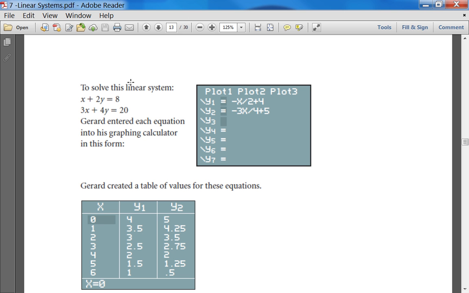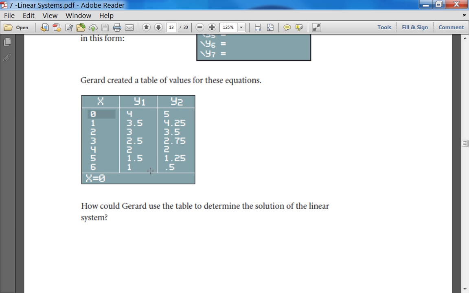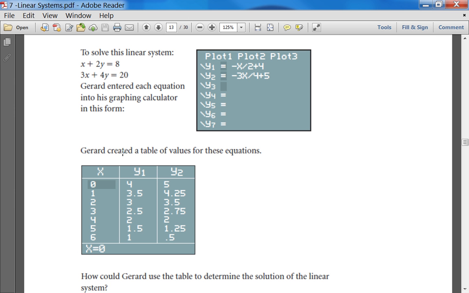Okay, so then in my workbook here, there's just a worked out example and extra notes. Oh, one thing with this second page here. You can see this is from the textbook. And you notice the textbook doesn't even use the brackets. I was just giving you a strategy to be extra careful. But here Girard creates a table of values for these equations. How could Girard use the table to determine the solution of the linear system?